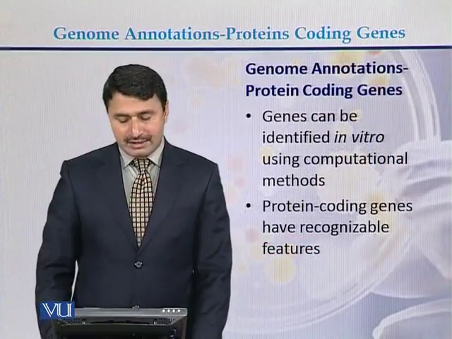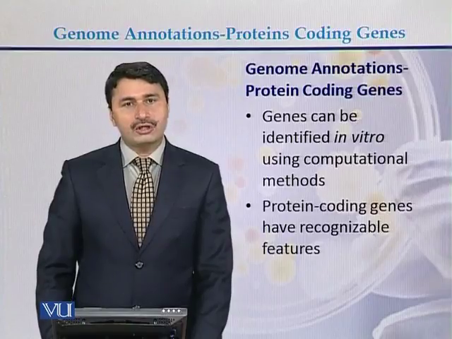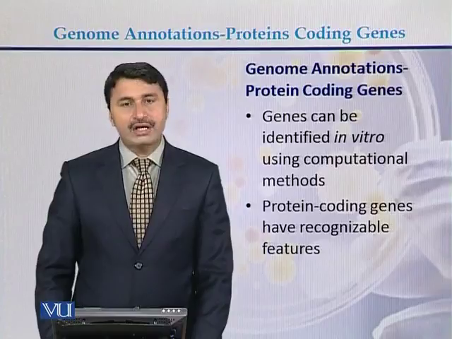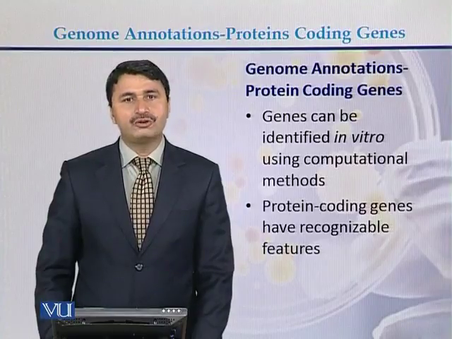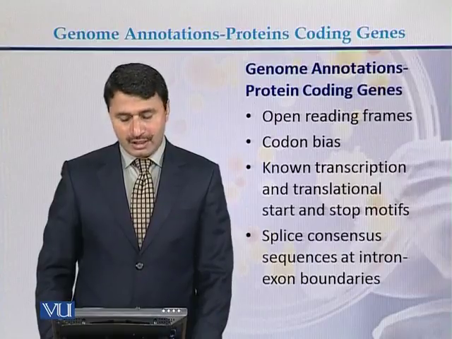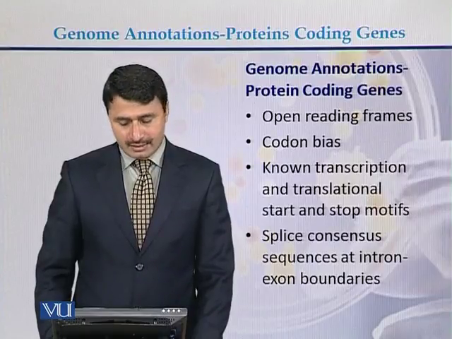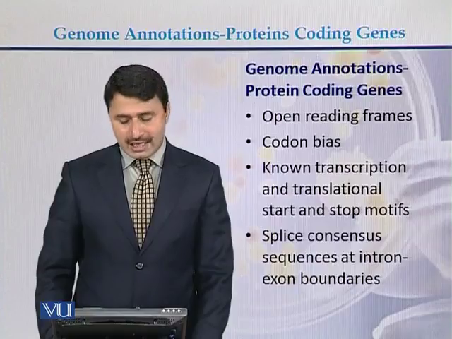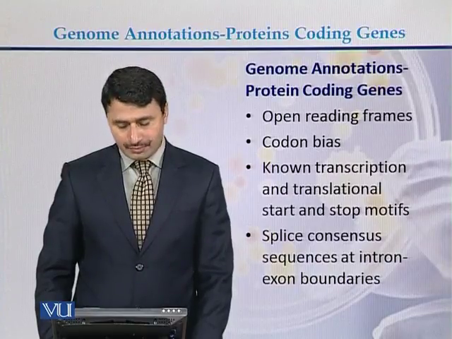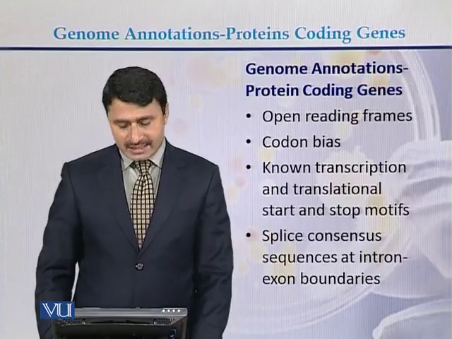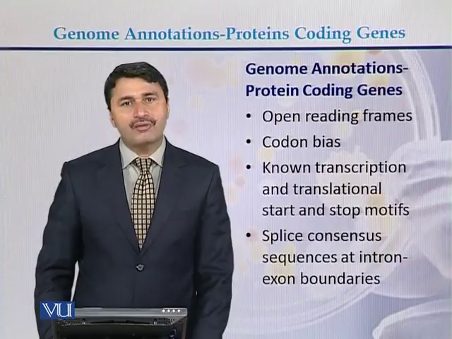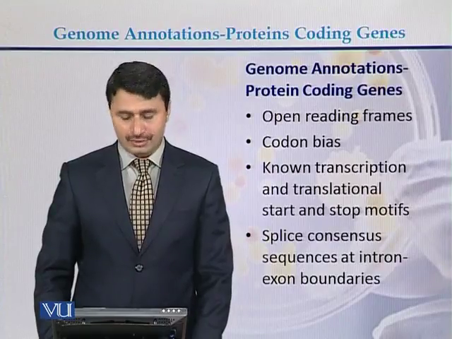Genes can be identified in silico using computational tools. Protein coding genes have recognizable features. Those features are open reading frames, codon bias, transcriptional and translational start or stop codons, and splice consensus sequences, which are usually present at the boundaries of introns and exons.